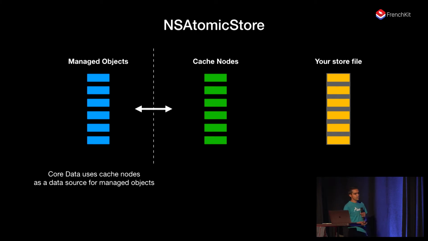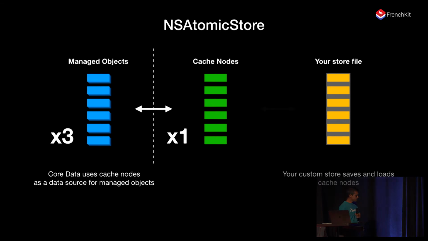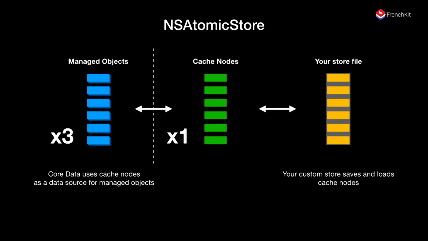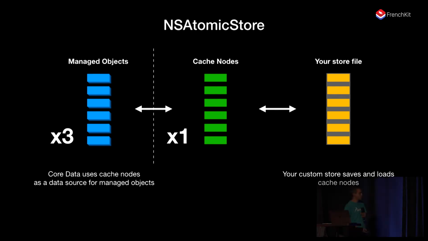So core data really uses the cache nodes in the middle as a data source for your managed objects. And no matter how many managed objects you have swimming around in your application, there's only one instance of your cache node representation. And when you implement an NSAtomicStore, your main job is really just to save and load the in-memory cache nodes from the store file.